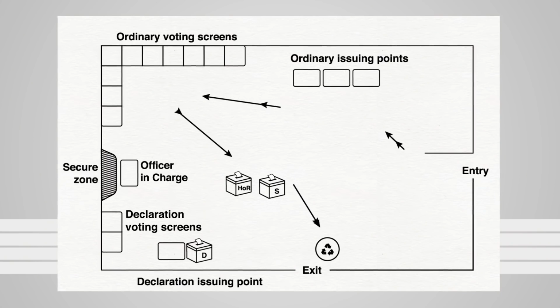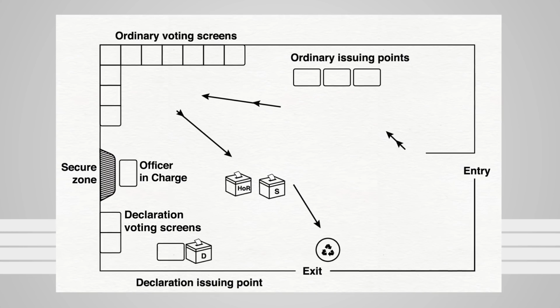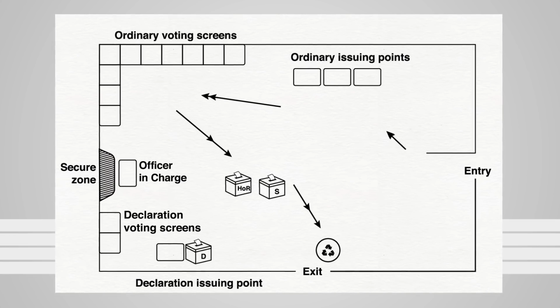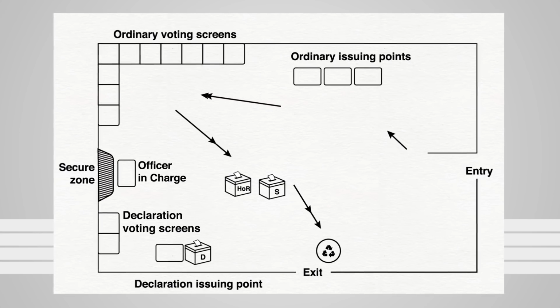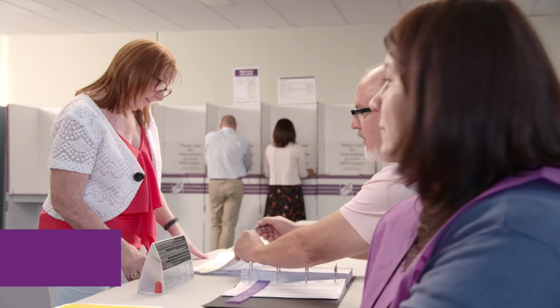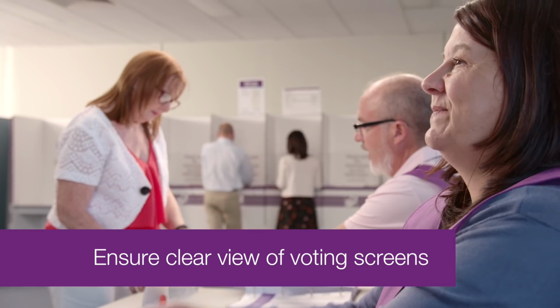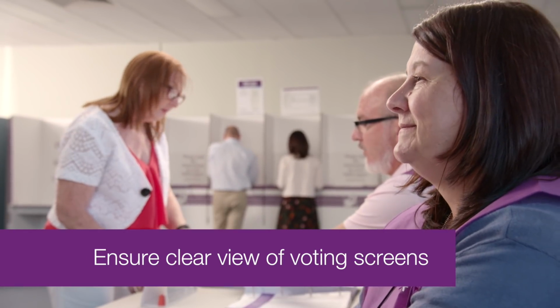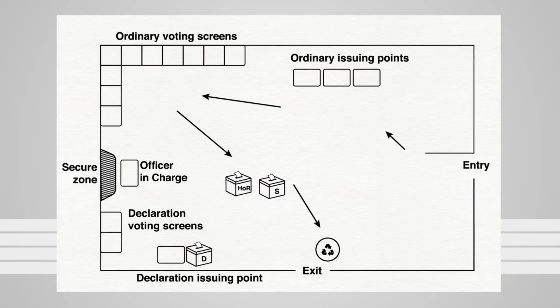Here are some key principles to follow. Have a single direction of movement through the polling place so that crossover of voters is minimised. If the polling place has 2 accessible doors, use one for the entry and one for the exit. Make sure the issuing officers have a clear view of the voting screens so they can help control voter flow. Have separate areas for ordinary and declaration voting.